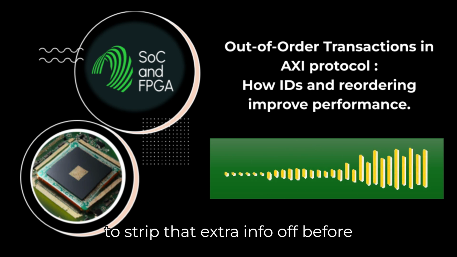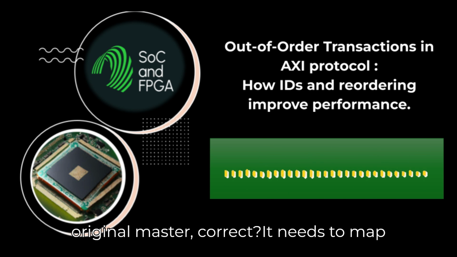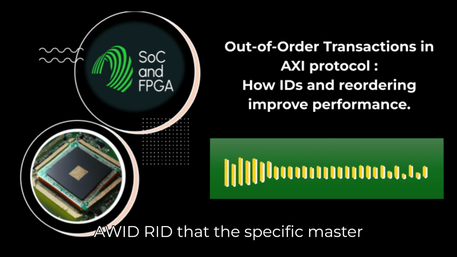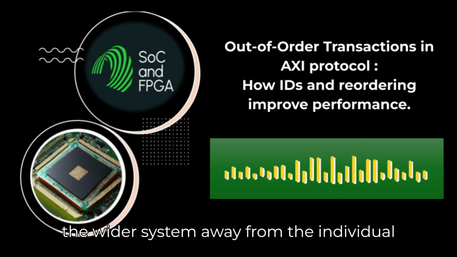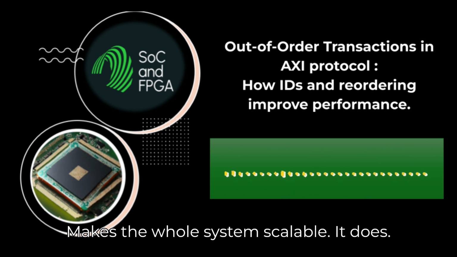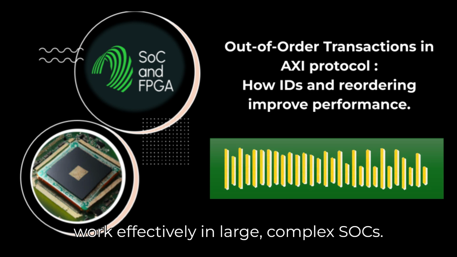And it has to strip that extra info off before sending the response ID back to the original master. Correct. It needs to map the global BID or RID back to the original AWID or ARID that the specific master expects. This abstracts the complexity of the wider system away from the individual master and slave components. Very clever. Makes the whole system scalable. It does. It allows these out-of-order benefits to work effectively in large, complex SoCs.